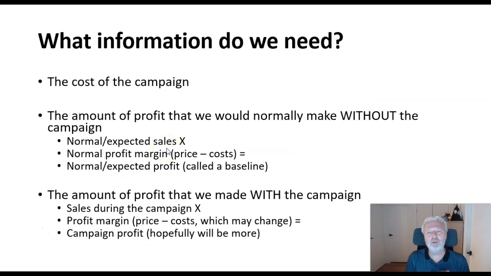So what information do we need to work out return on marketing? One, how much did we spend? What was the cost of the campaign? That's fairly straightforward. Two, we need to look at the amount of profit that we would normally make or would be expected to make without the campaign. So normal expected sales times our normal profit margin gives us our expected profit. In marketing terms, that's called a baseline.